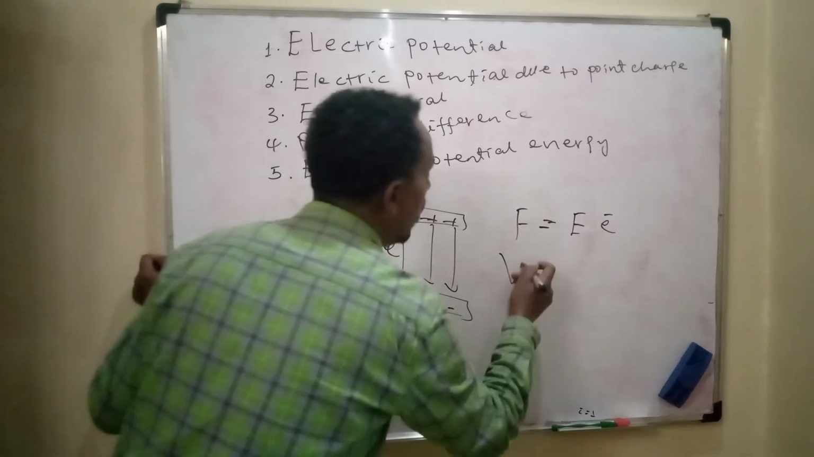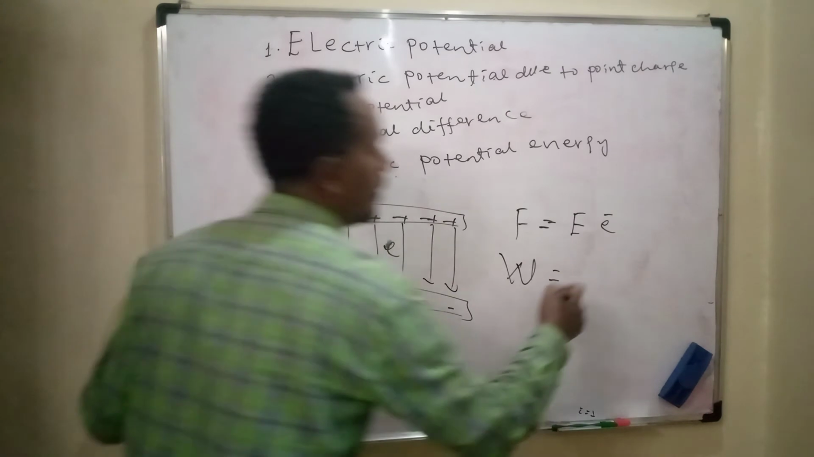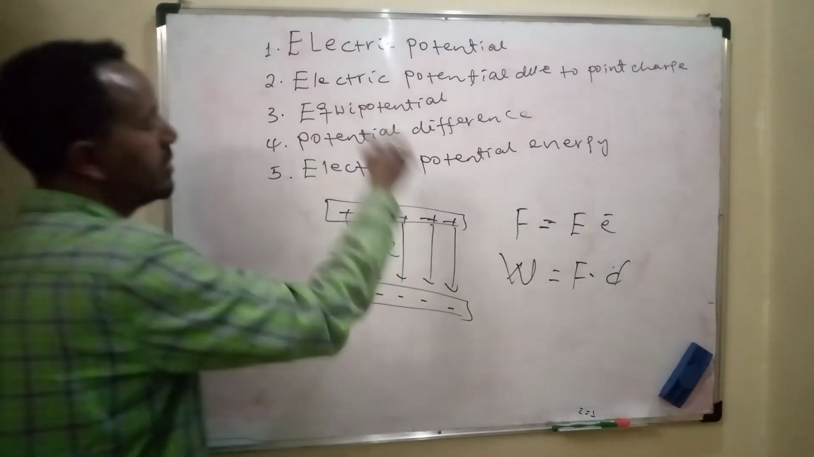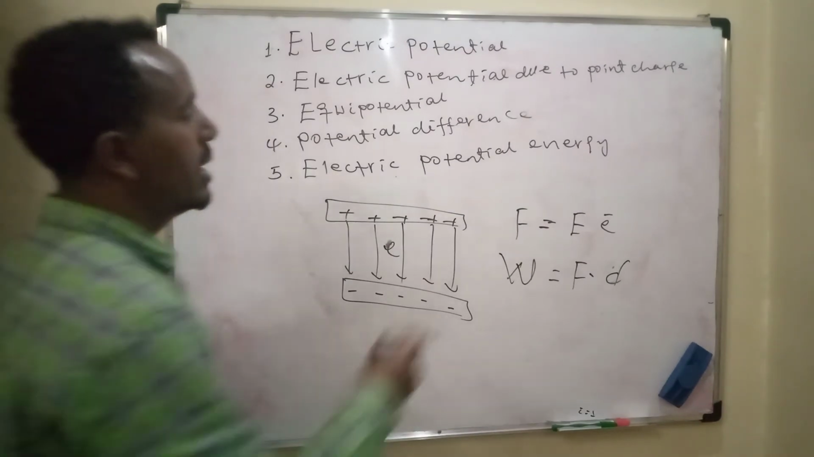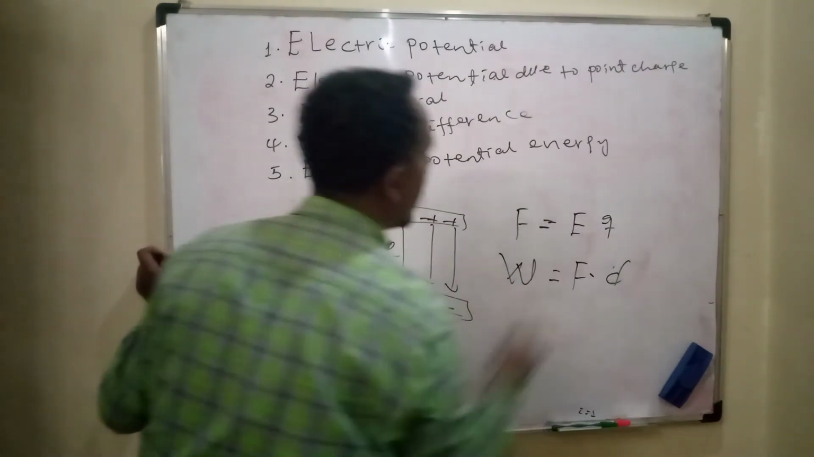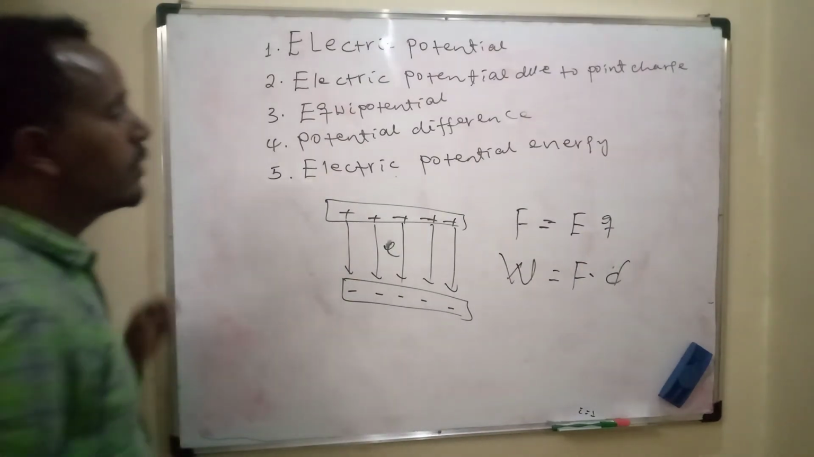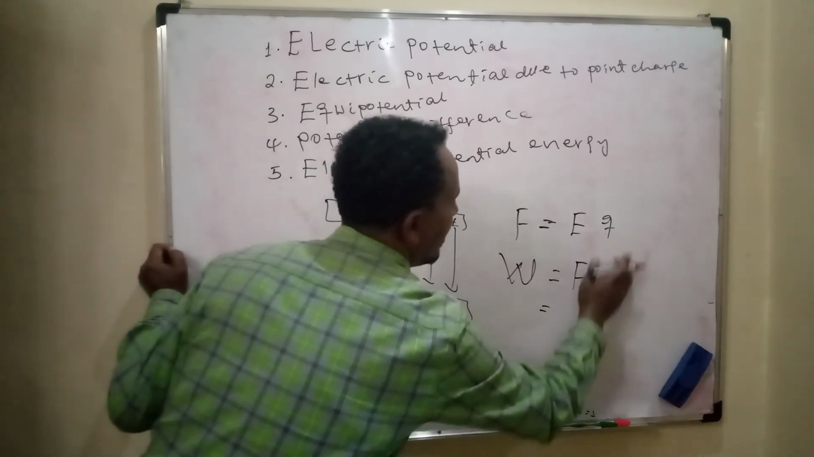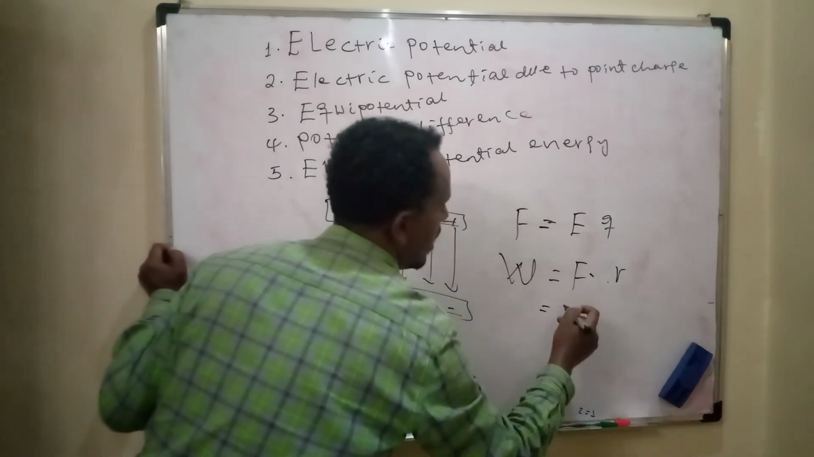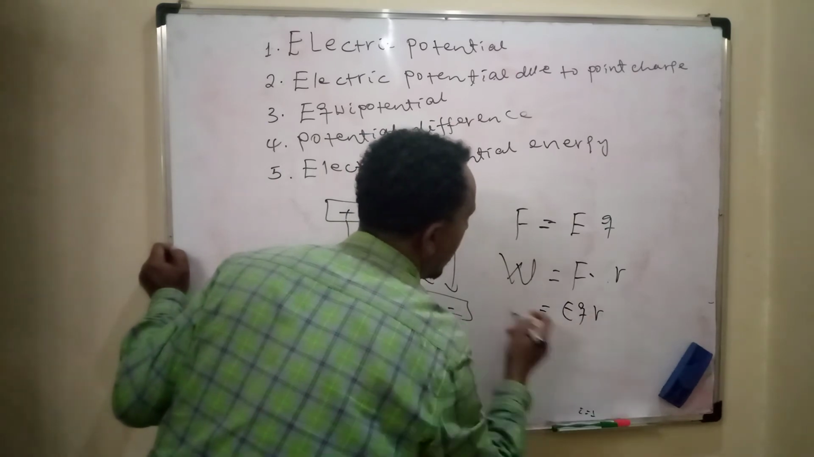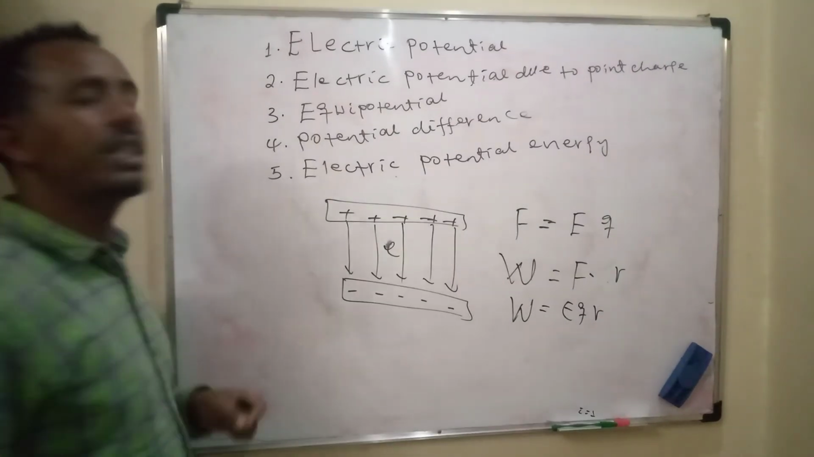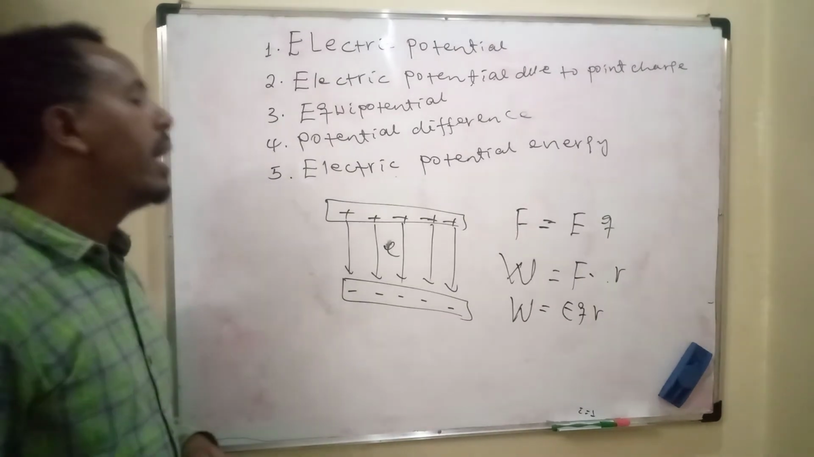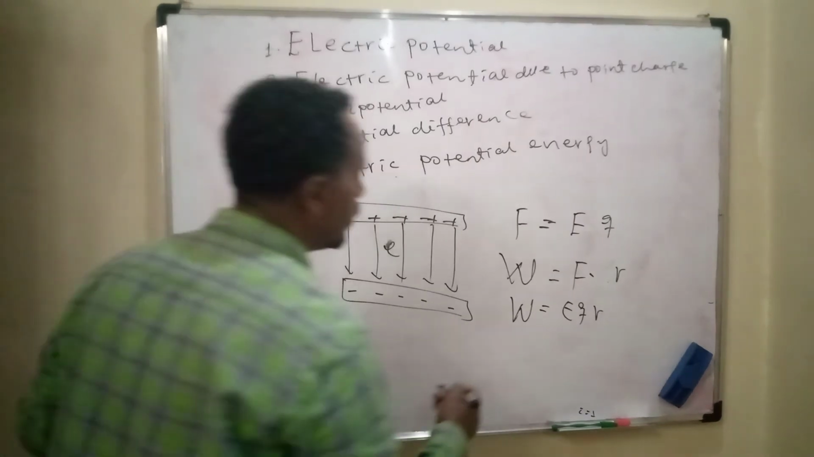Now, the work done on a charged particle is equal to force times the distance moved by the charged particle. Let's say this is simply the magnitude of the charge, Q, carried by the electron. So, EQ can be substituted instead of force. Let's say this distance is R. E times Q times R is equal to the work done on a charged particle. This work done is said to be electric potential energy.